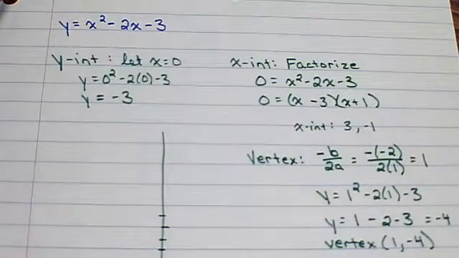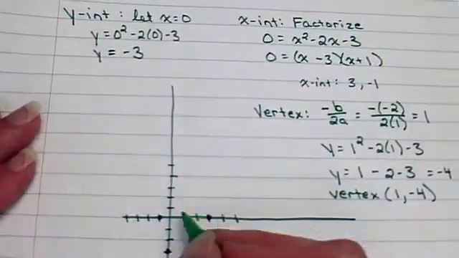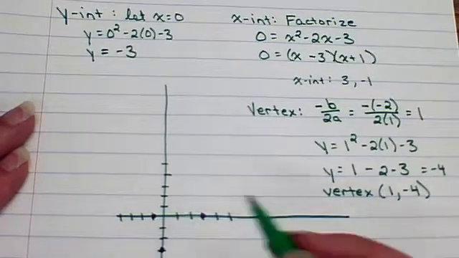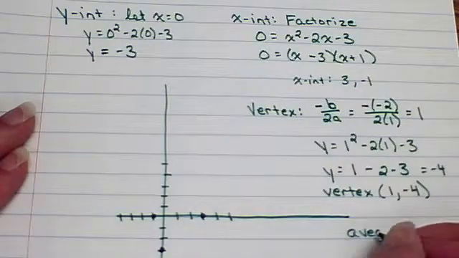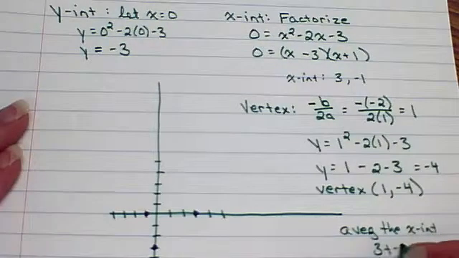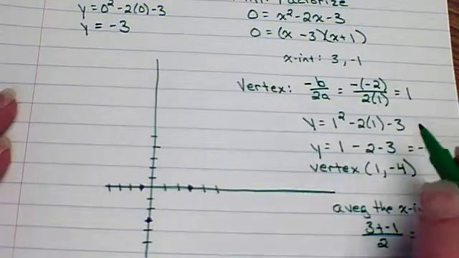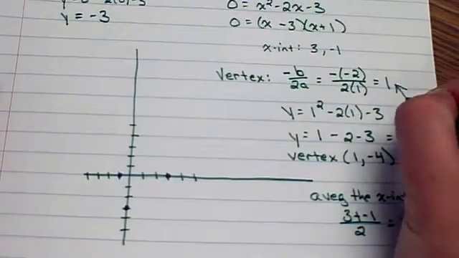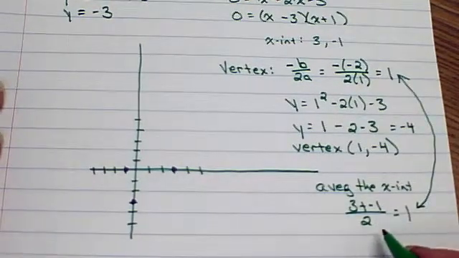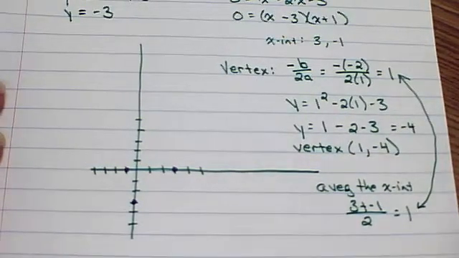Now I said there was more than one way to find the vertex. The other way is to know that your vertex isn't going to be closer to one side than the other. It has got to be exactly between your x-intercepts. If I had averaged the x-intercepts, 3 plus negative 1 divided by 2, that's 2 divided by 2, that's 1. I would still have come up with the same x-coordinate. So if you know your x-intercepts, that is a really fast way to find your vertex. Now if you don't, negative b over 2a is not hard. So either way is going to get you there.